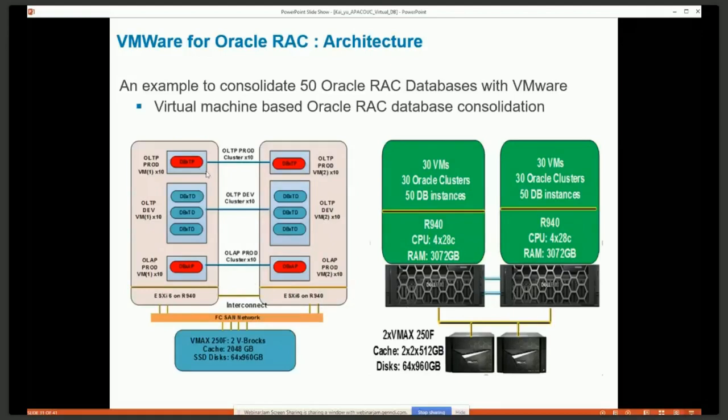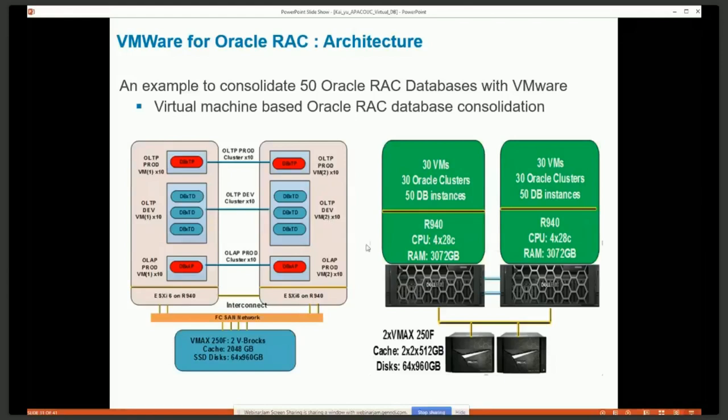So I have this kind of a database set. In this database set, I have two production databases and three development databases. This is simulating one application. So in this application, I have five databases, each with two nodes. With 50 databases, I can consolidate 10 application environments. I can prepare a database for 10 applications, so it can support 10 applications.